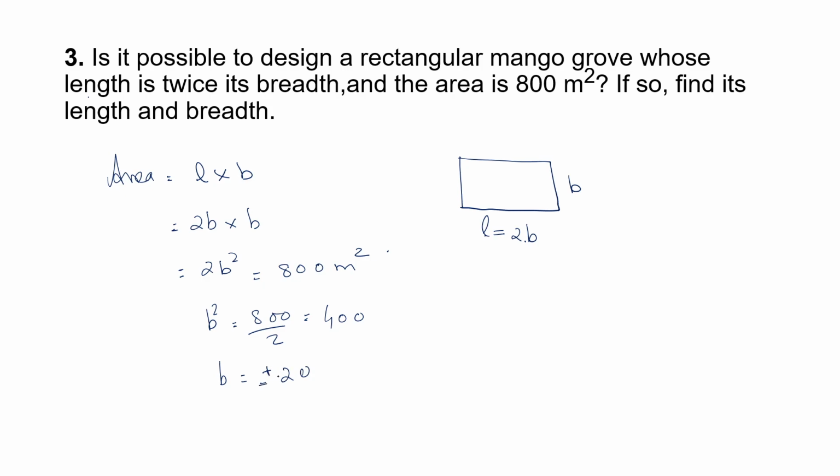So it cannot be minus, so it will be plus 20. So b we have found as 20. What is L? L is 2b, 2 into 20, 40 meter. That's a very easy sum.